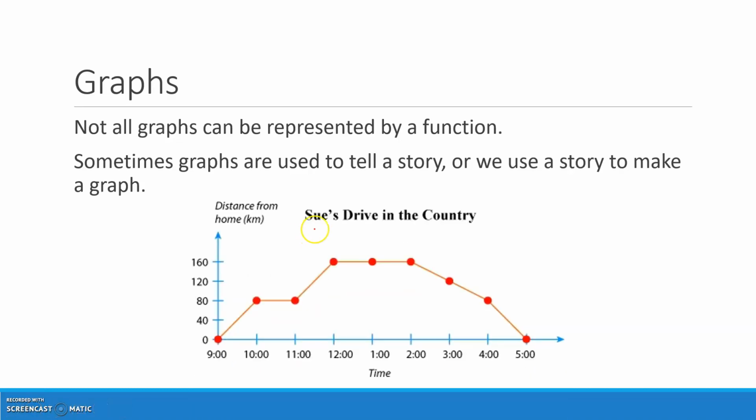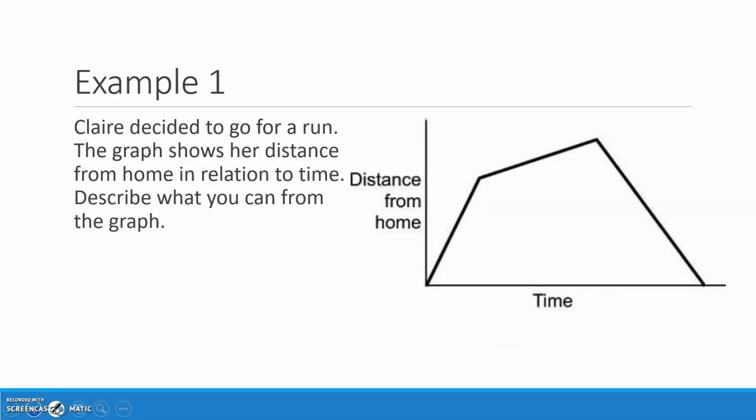Here's an example. This says we're looking at Sue's drive in the country. And this graph looks a little confusing if you don't know what it's about, but because we have this title, we know what it's about. We can see that Sue left her house around 9 o'clock, and she drove, and then she stopped, and then she drove some more. She stopped, and then she started her way home. And we're going to talk about how to tell what all of this means. But we're going to start practicing some storytelling. So today's kind of fun because you get to be a little bit creative, I think. Hopefully you get to be creative.